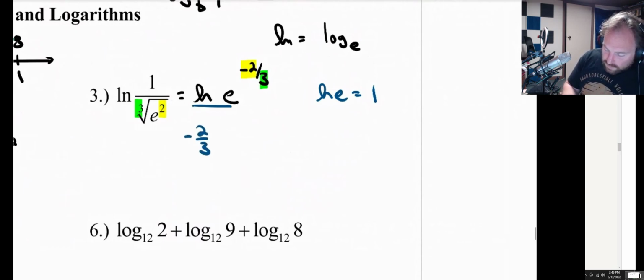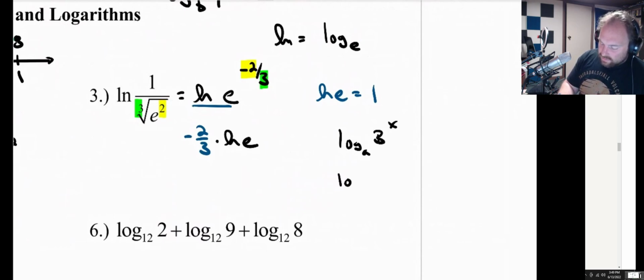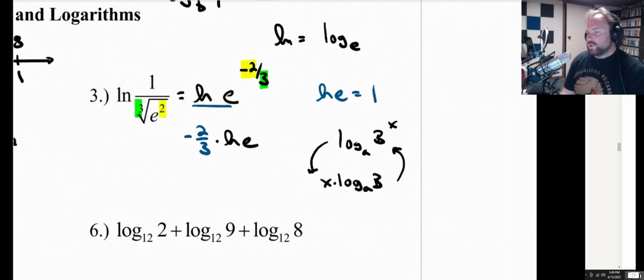If I'm showing all of the work here, there are 2 properties of logarithms that are happening here. The first one is that when you have a log base anything of b to some x power, you can take that x power and multiply it in front. These are the same statement right there. So the first rule I'm doing is taking that 2/3 out of the exponent and multiplying in front.